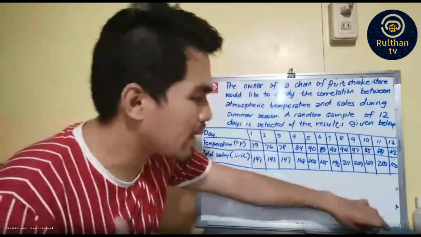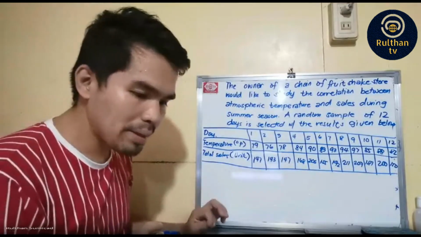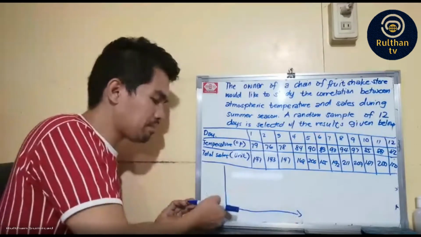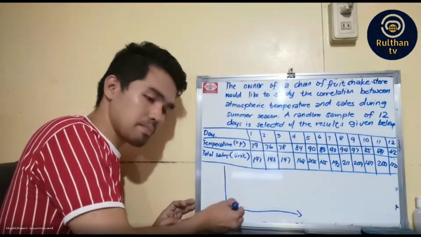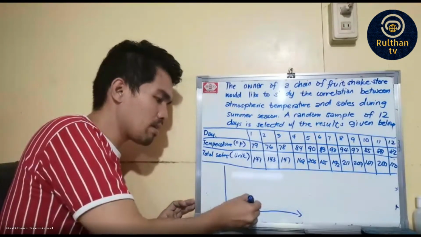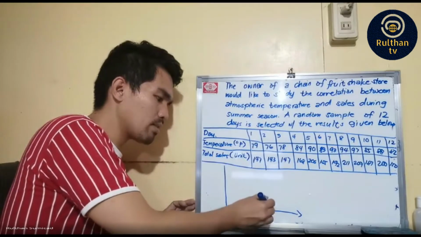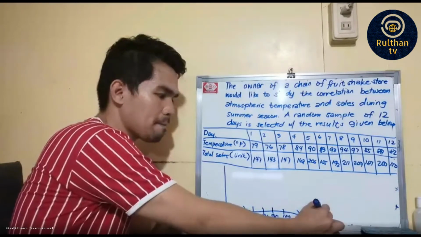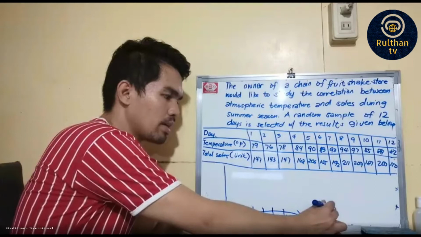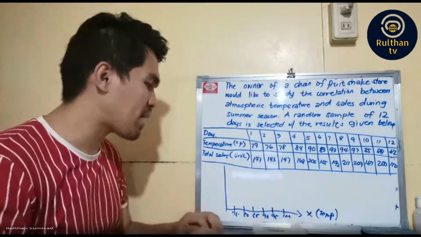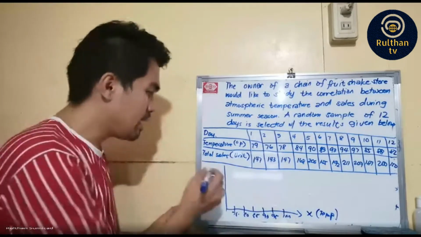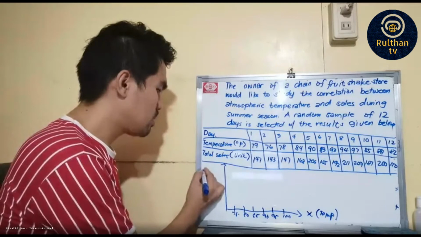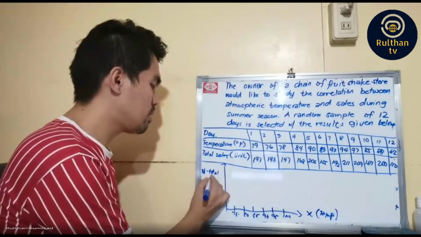If we look at the scatter diagram of this and try to describe the association, I hope we can give justice to our diagram. Let's say this is our diagram: 75, 80, 85, up to 100. This is the X variable, which is the temperature. Take note, our temperature is in degrees Fahrenheit, from 75 to 100. The Y axis is our total sale.